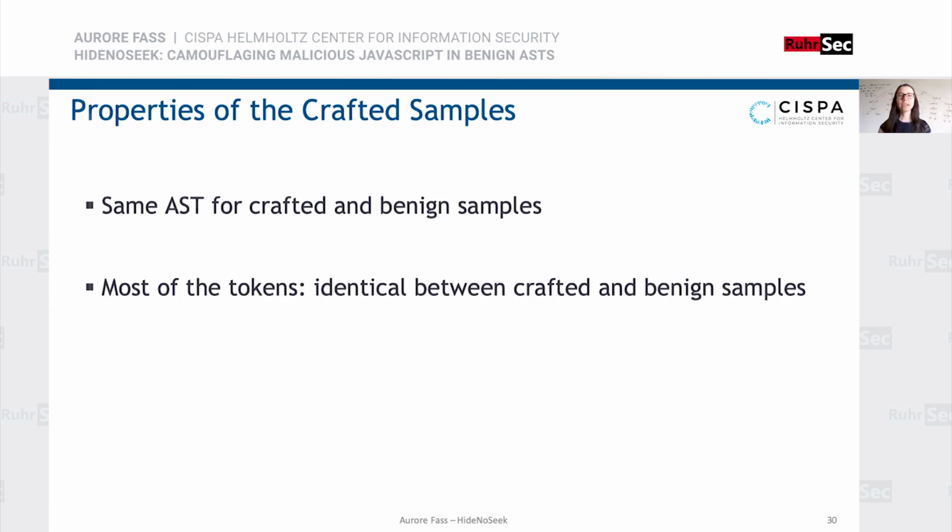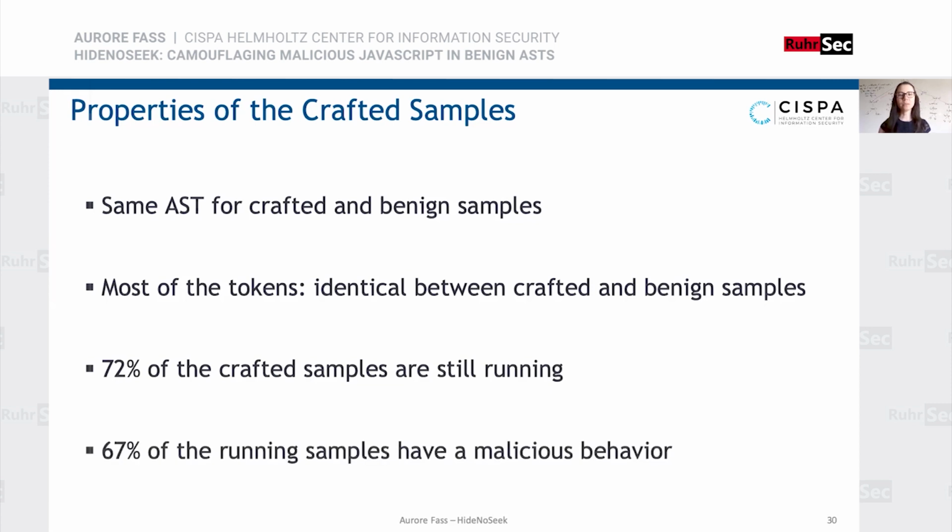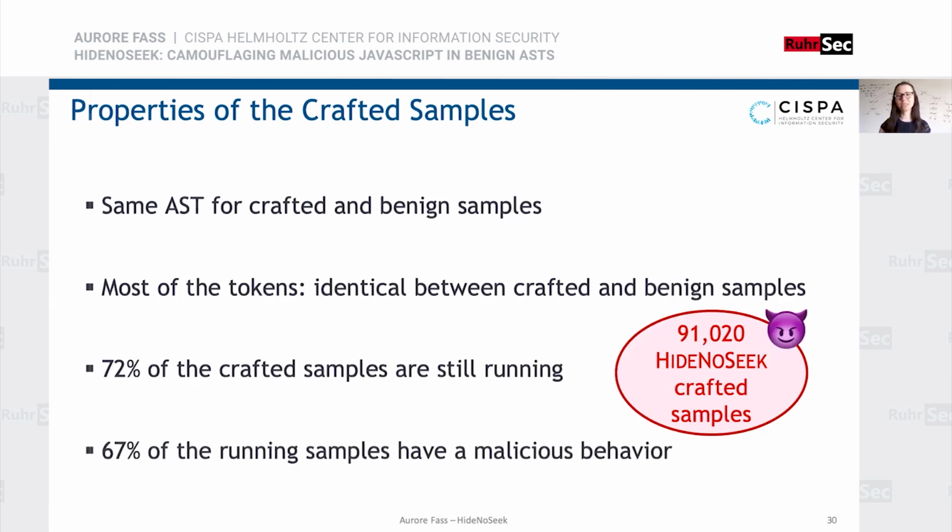So back to the crafted samples. By construction, HideNoSeek modified the environment of the initially benign samples. Even though we did some automatic adjustments, we could not handle all possible cases. So we may have some crafted samples which may not run. And actually, 72% of the samples crafted with jQuery are still running. Finally, being able to run is not enough. We also have to ensure that the malicious part could be called or could at least be triggered. For example, if it is in a closure, we could not trigger it. And so here we have 65% of the running samples which do have a malicious behavior. So overall, we could craft over 90,000 samples, and roughly half of them, so 45,000, have a malicious behavior, while at the same time perfectly reproducing ASTs from Alexa top 10,000 websites.